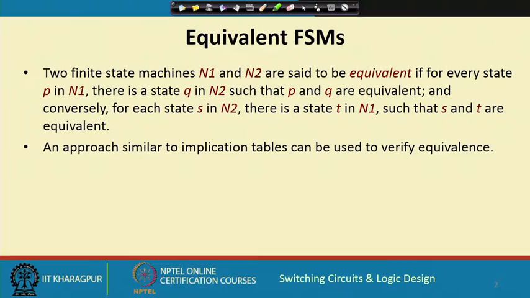So, we will have to find out in some way whether some state x of the first machine and some state y of the second machine are equivalent or not. And if we can find out such a one to one correspondence, then we can say that the two machines are equivalent. The concept that you follow is very similar to that of the implication chart, and we shall be explaining with the help of examples. Now, first let us look at the notion of equivalent FSMs.